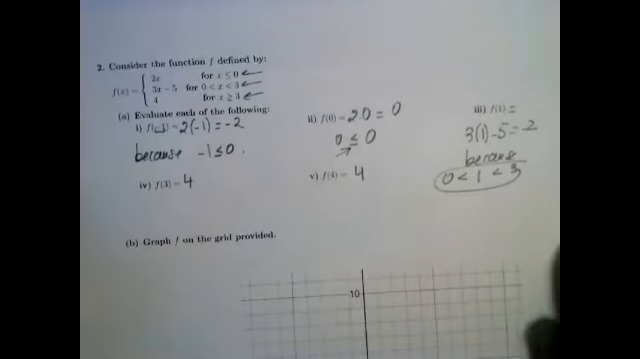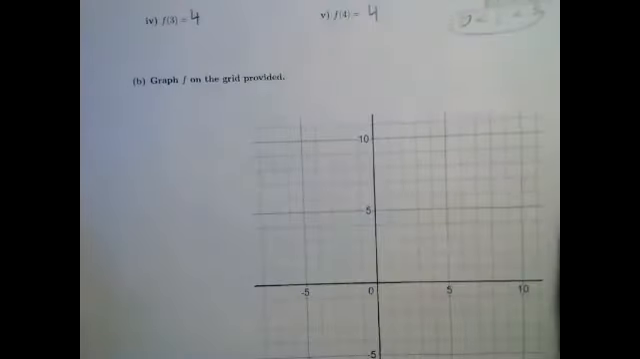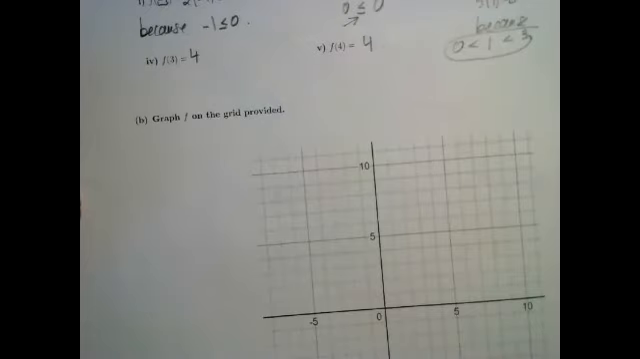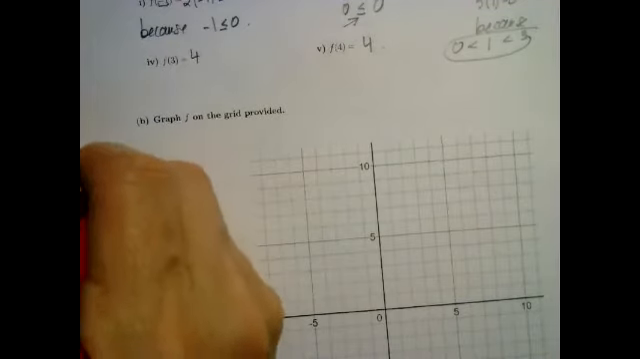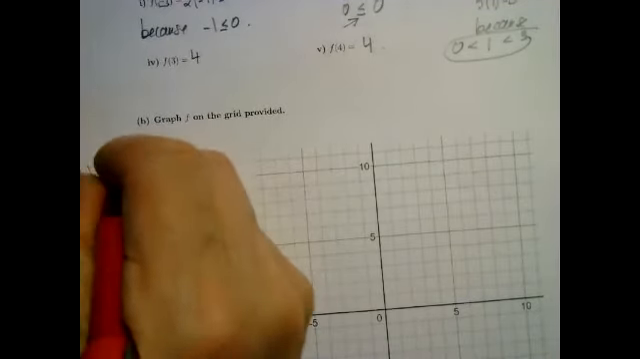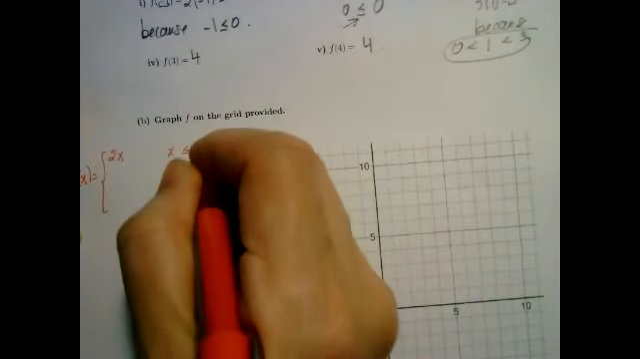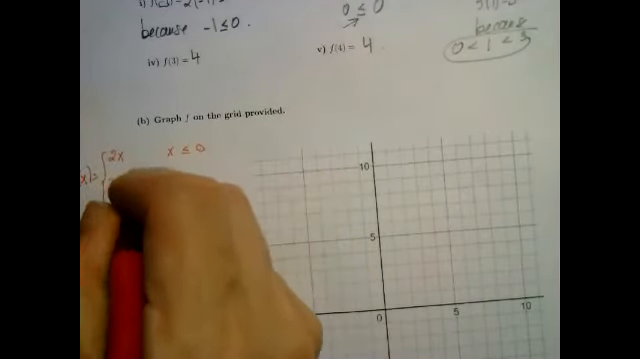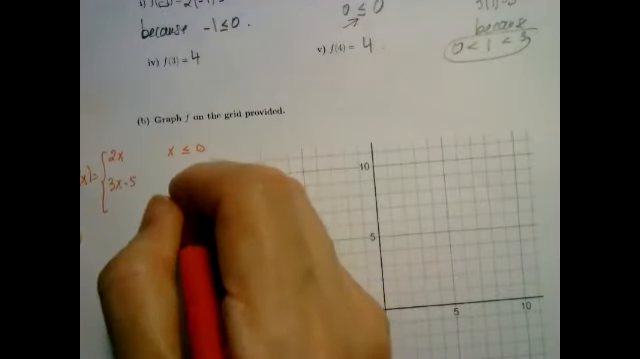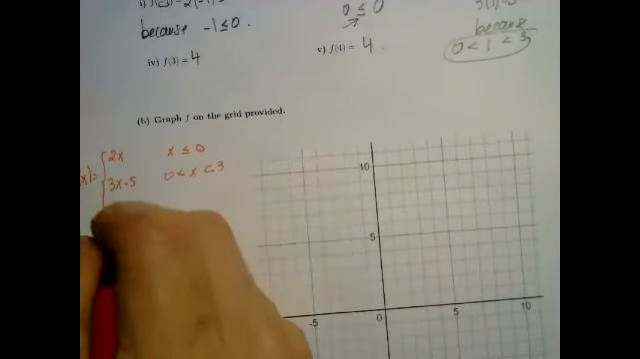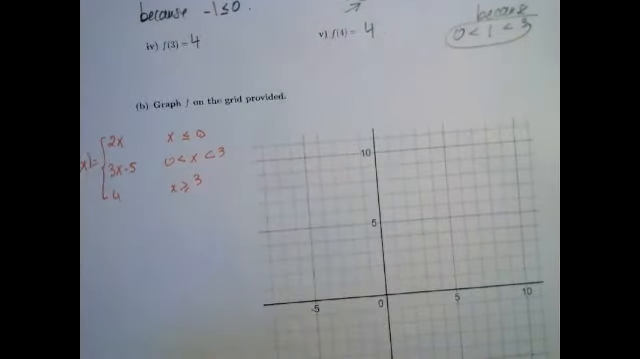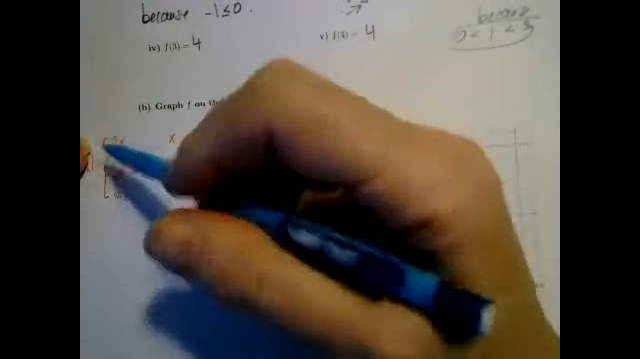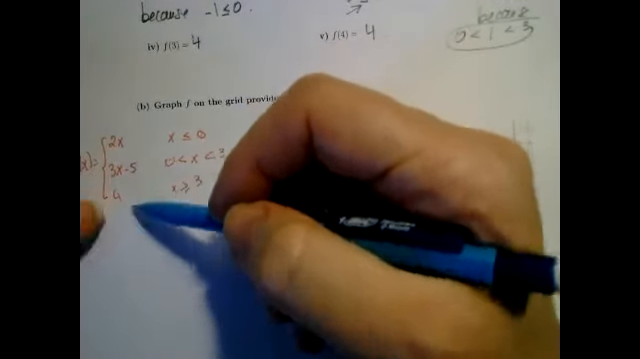Step 2, I want the graph. Okay, so I'm going to rewrite my function. How many pieces will the graph have? It's 2x for x less than 0, 3x minus 5 between 0 and 3, and 4 for x larger or equal to 3. And I'm going to ask you to sketch the graph. Every function I'm giving you is a line. That's a line, and a line.